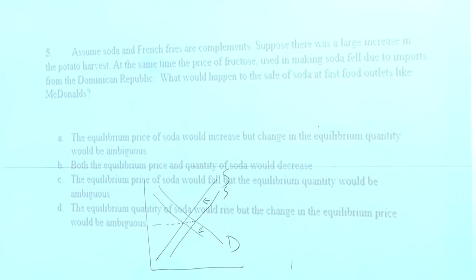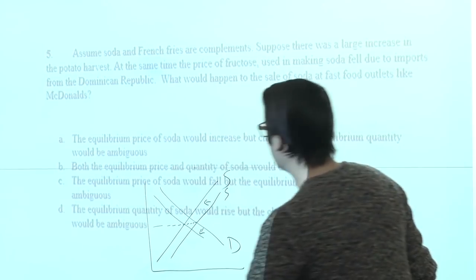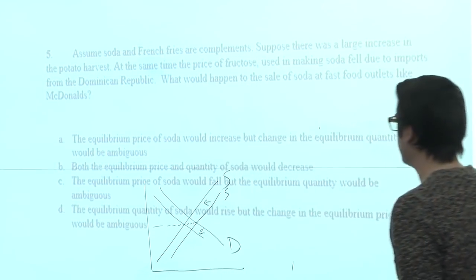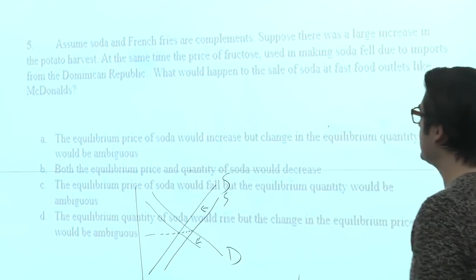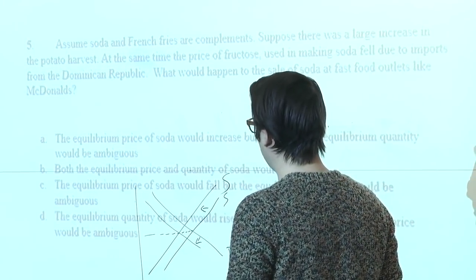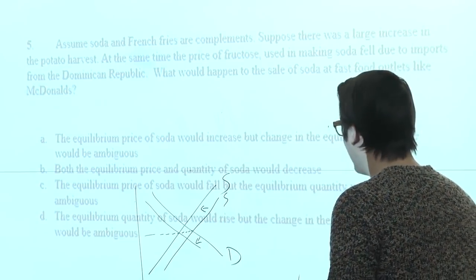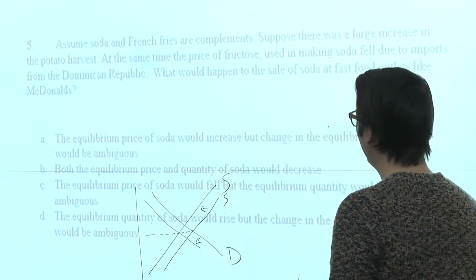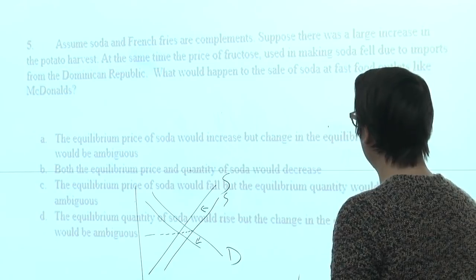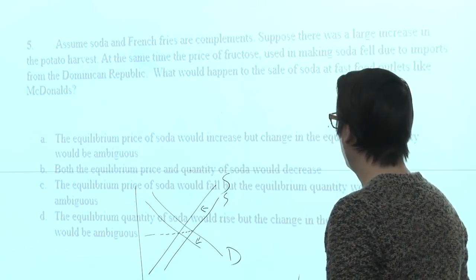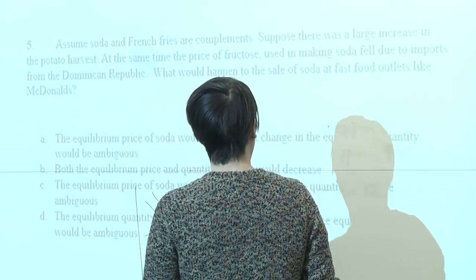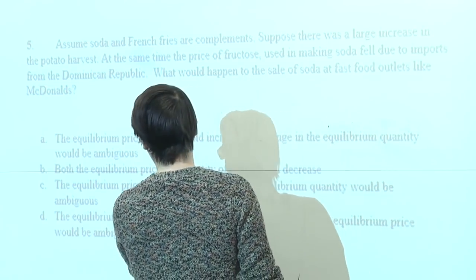Okay. Question 5. Assume soda and French fries are complements. Suppose that there is a large increase in the potato harvest. At the same time, the price of fructose, which is used in soda, fell due to imports from the Dominican Republic. What would happen to the sale of soda at the fast food outlets like McDonald's?